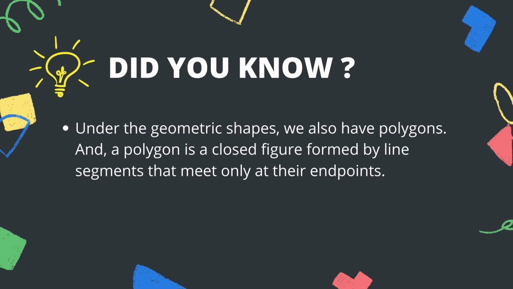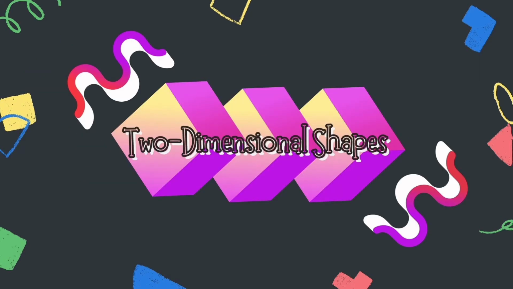And how about this? Did you know that under the geometric shapes, we also have polygons? Well, a polygon is a closed figure formed by line segments that meet only at their endpoints. Now let us proceed with the two-dimensional shapes.